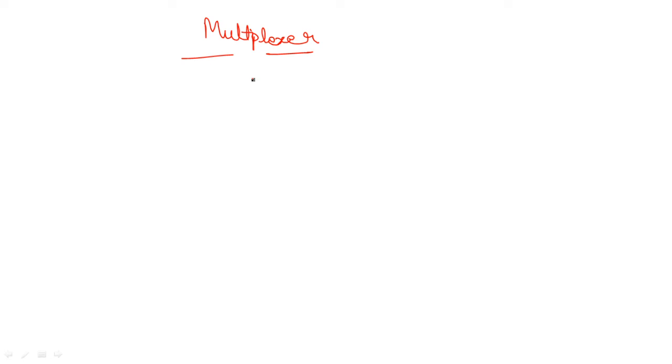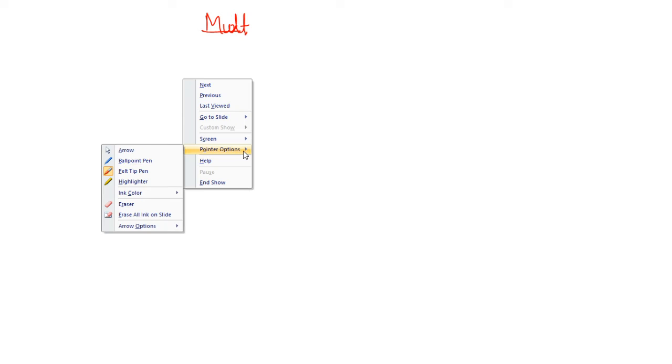In case of a multiplexer, we can have 2 to the power n inputs, but only one output will be there. The number of outputs will be 1. And the n here represents the selection lines.